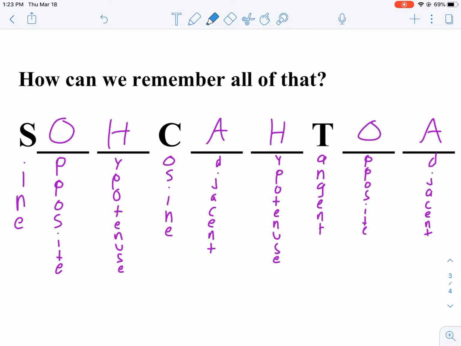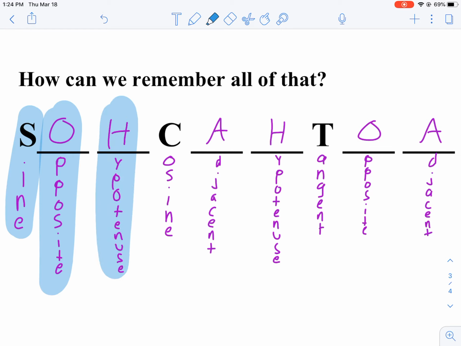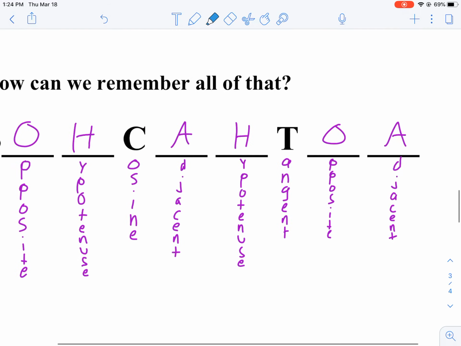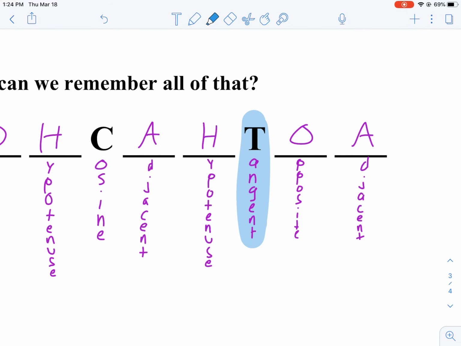The way that you use this is it's all the abbreviations of the trig functions and also with its side lengths, okay? So here we've got sine. Sine is opposite over hypotenuse. If you remember this, it will tell you all of them. Then we have cosine. Cosine is adjacent over hypotenuse. And then finally we have tangent, and tangent is opposite over adjacent.